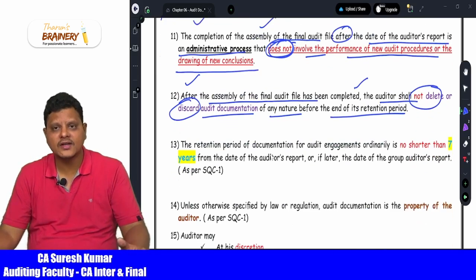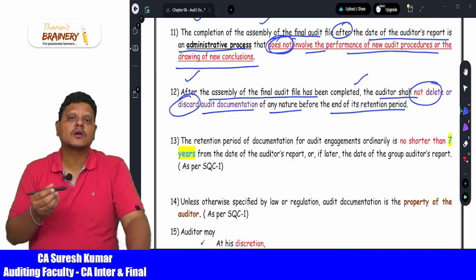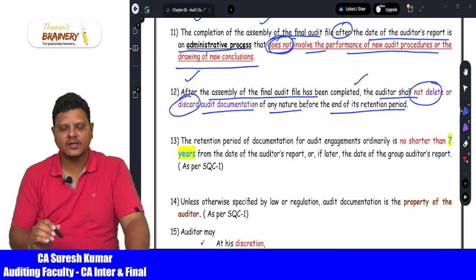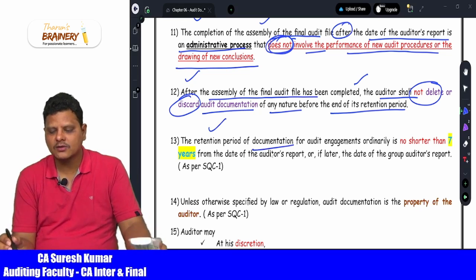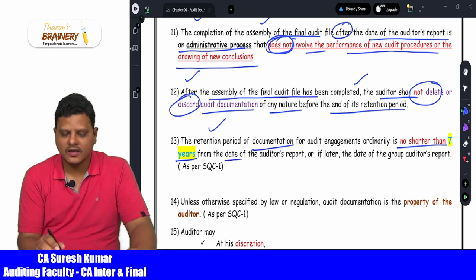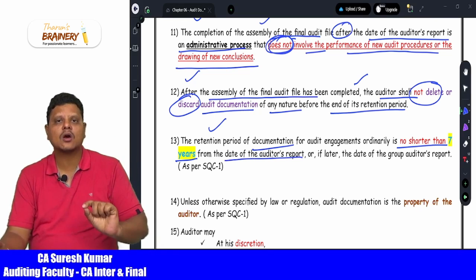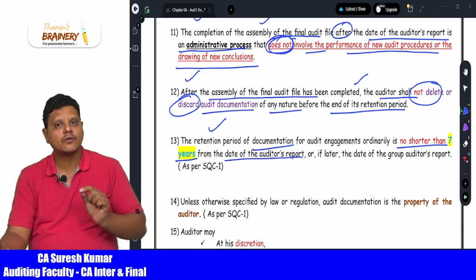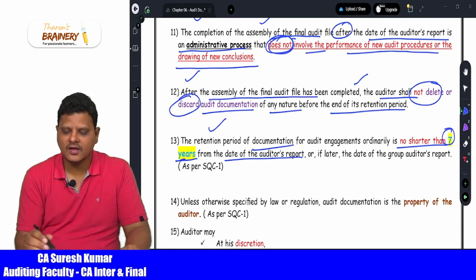Now time comes to what is retention period. Retention period means the period up to which auditor has to keep this documentation with him. Now the retention period of the documentation for audit engagement is ordinarily not less than 7 years from the date of audit report. So once audit report is given, I need to maintain this documentation with me in the audit office for a period of 7 years.